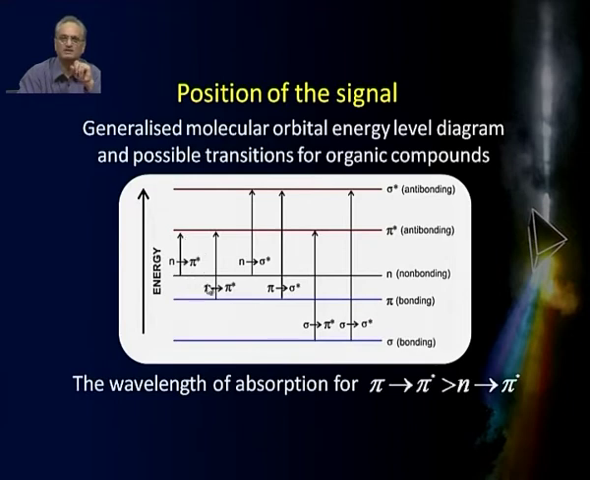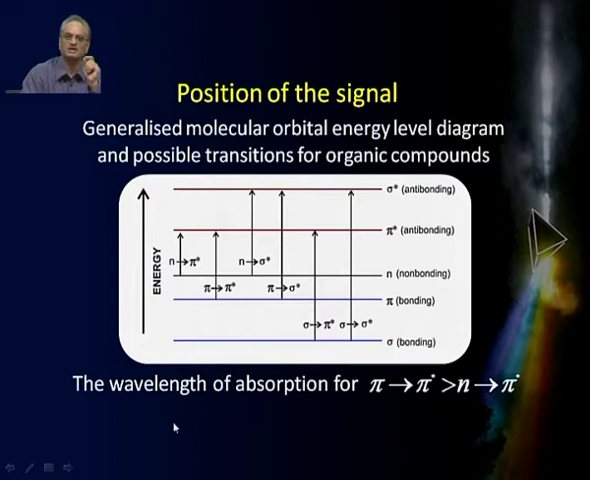Okay. So, what I find is that pi to pi star has a larger delta E value. That means the energy difference between pi and pi star is larger than that between n and pi star. If that be so, what will happen? We know that the wavelength is related inversely to the energy: delta E is proportional to 1 by lambda. So, since the energy involved is more, the pi to pi star transition will come out at a lower wavelength than the n to pi star. N to pi star will come at a higher wavelength and pi to pi star will be at a lower wavelength.